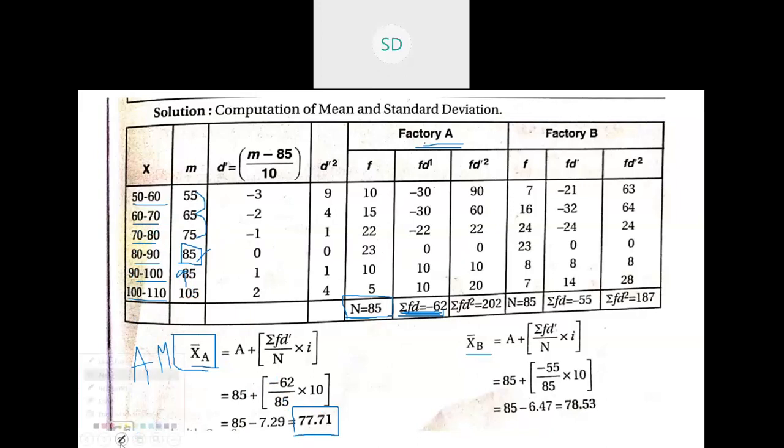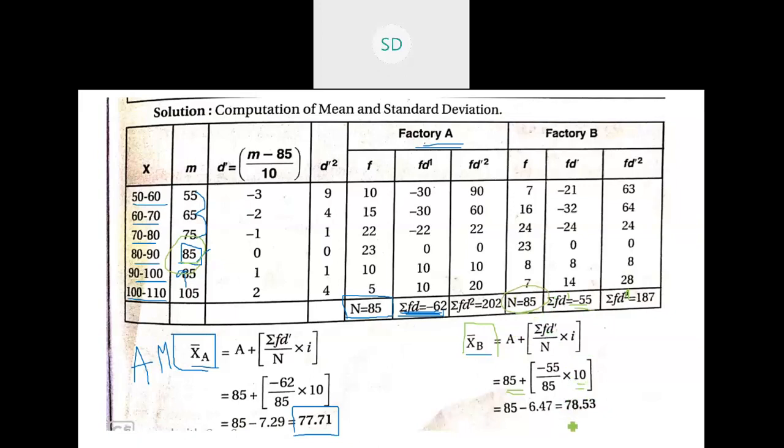Similarly, let us consider factory B. Now for factory B, again we are taking the same formula to find the arithmetic mean. The assumed mean remains the same because it is for both factory A as well as factory B. And what is the sigma fd dash, which we calculated here? Sigma fd dash is equal to minus 55, divided by n. N is again 85. Minus 55 by 85 into 10. Common value remains same.